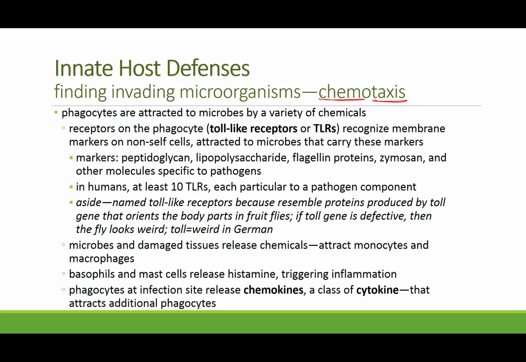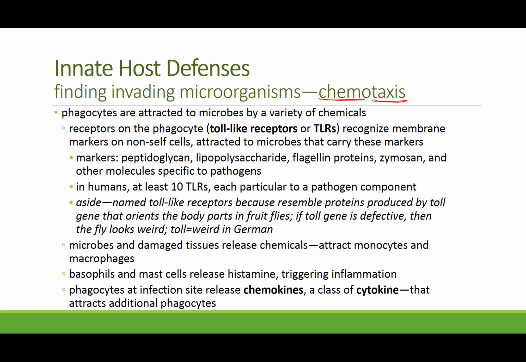So in humans, we know that there are at least 10 of these toll-like receptors found on white blood cells, and each one is particular to some component of the pathogen. So there might be a TLR that's specific to peptidoglycan, another that is specific to lipopolysaccharide, and so on.